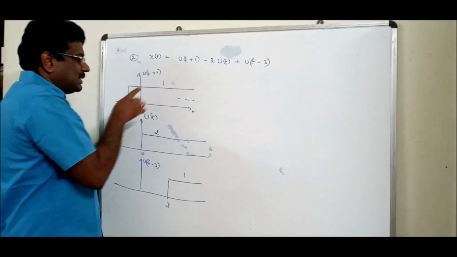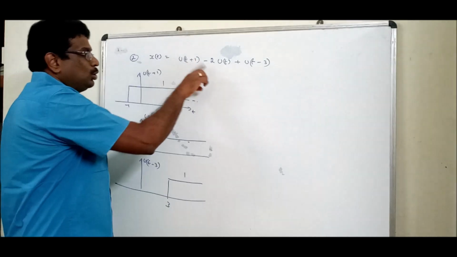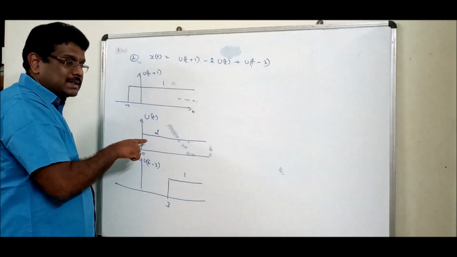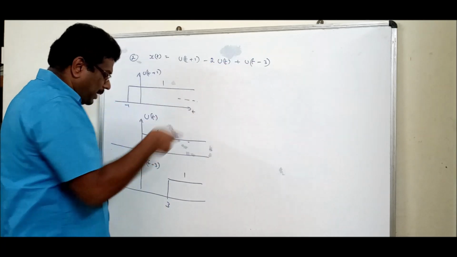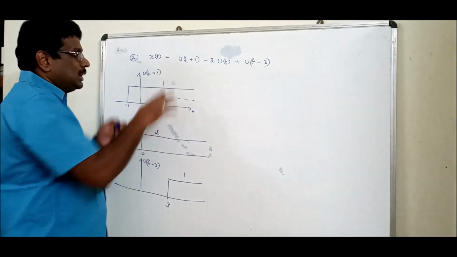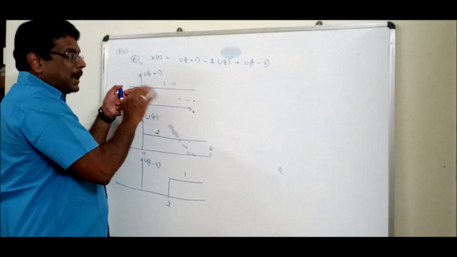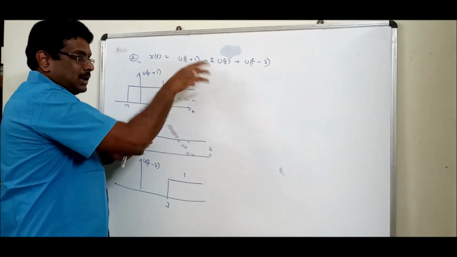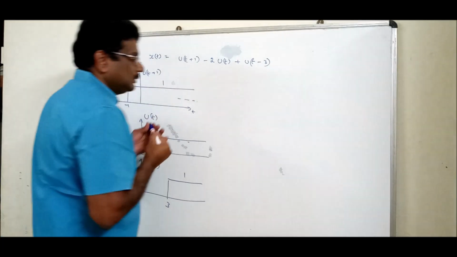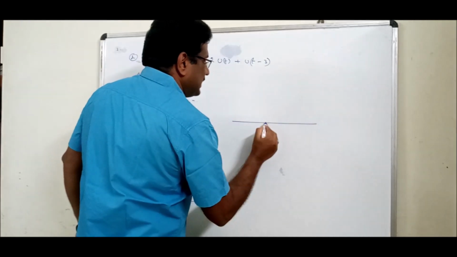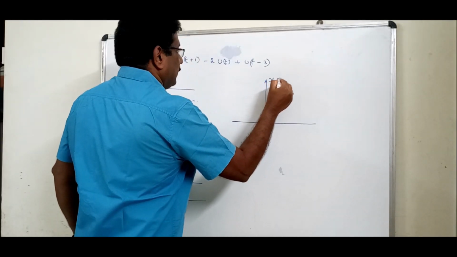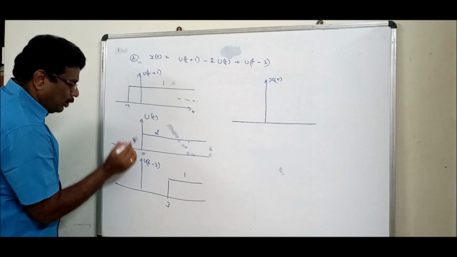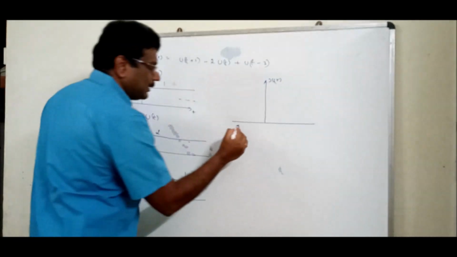So right now I am ready with 3 different signals. u of t plus 1 is here, 2u of t is here, and u of t minus 3 is here. Now what should I do? First signal minus second signal plus third signal. So the resultant signal is nothing but x of t. Please indicate these locations here.